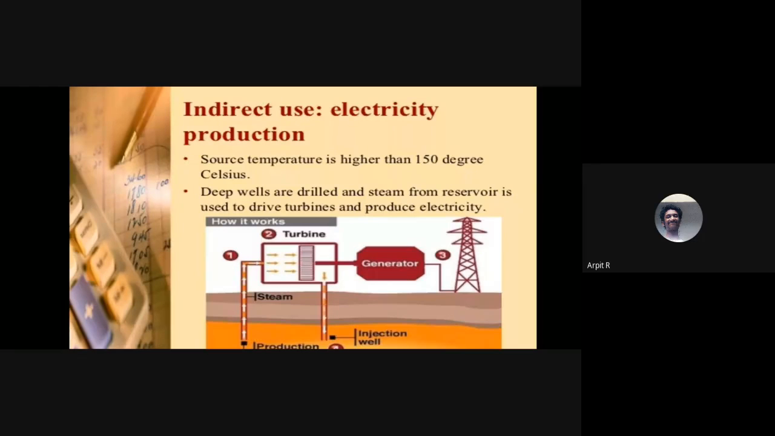Then indirect use. Indirect use means electricity production. Source temperature is higher than 150 degrees Celsius. Deep wells are drilled and steam from reservoirs is used to drive turbines and produce electricity. Using geothermal turbines, we get electricity. Here, steam is applied to the turbine to drive it, and the generator then produces electricity.